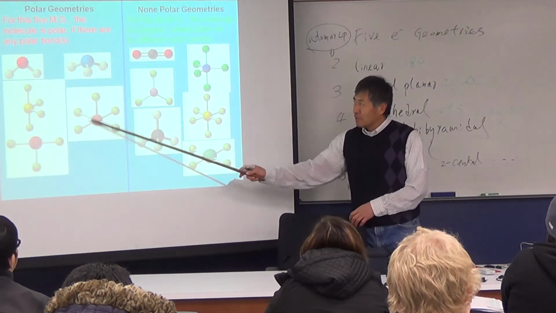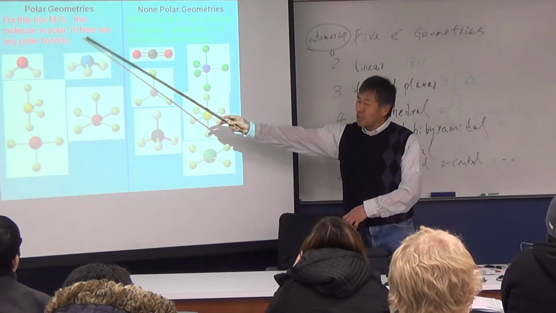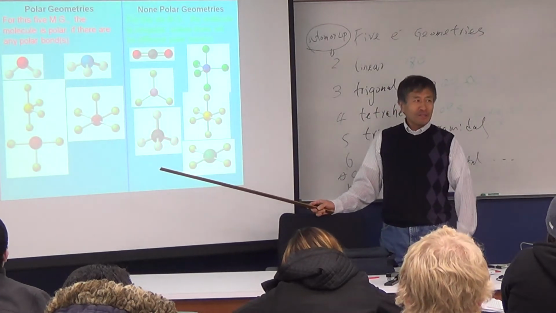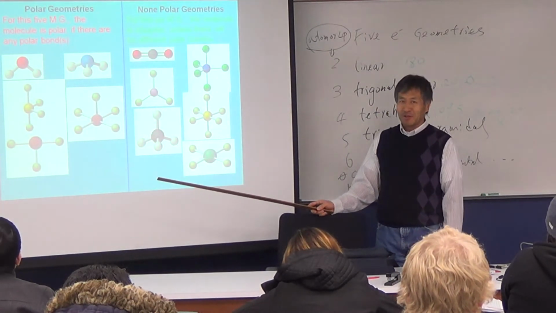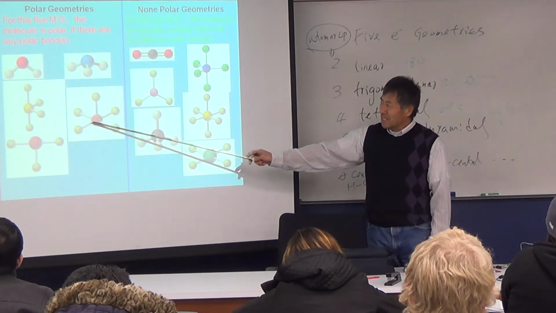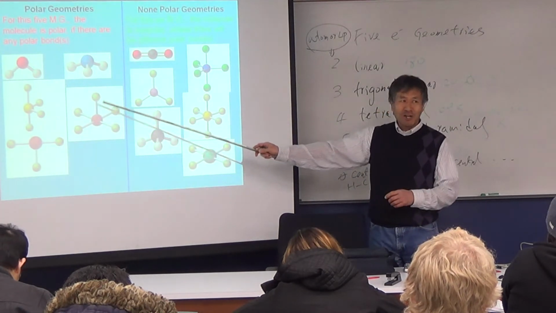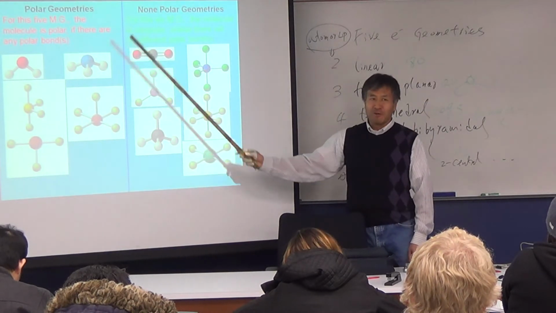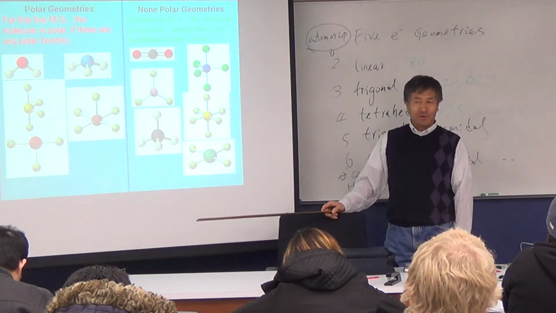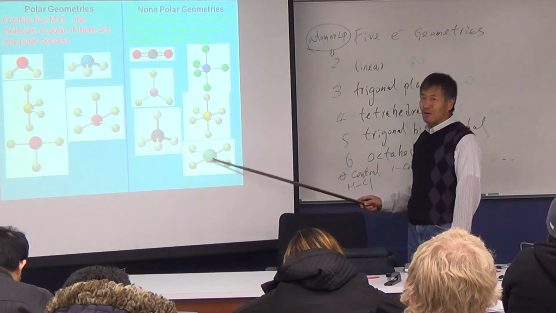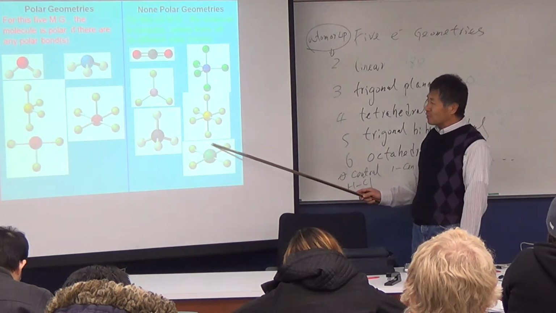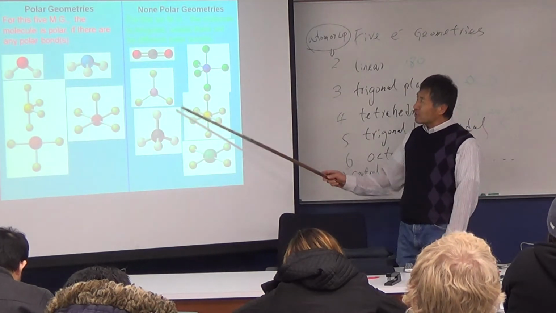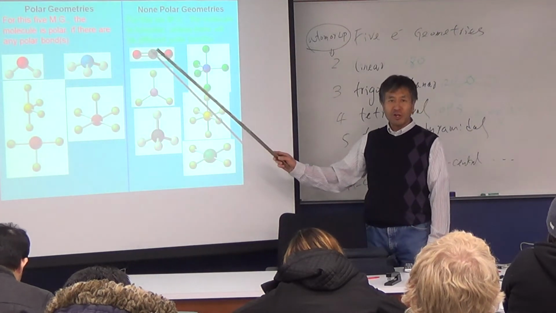So 5 are the so-called polar geometries, and they look kind of not so good because they're not symmetrical. For example, this one is a square plane. You have one on the top, there's nothing at the bottom. And there's one here at the bottom, nothing on the top. So this is kind of unsymmetrical. Now these other geometries are kind of symmetrical. If you have one on top, you have one at the bottom. Those symmetrical geometries we call non-polar geometries.